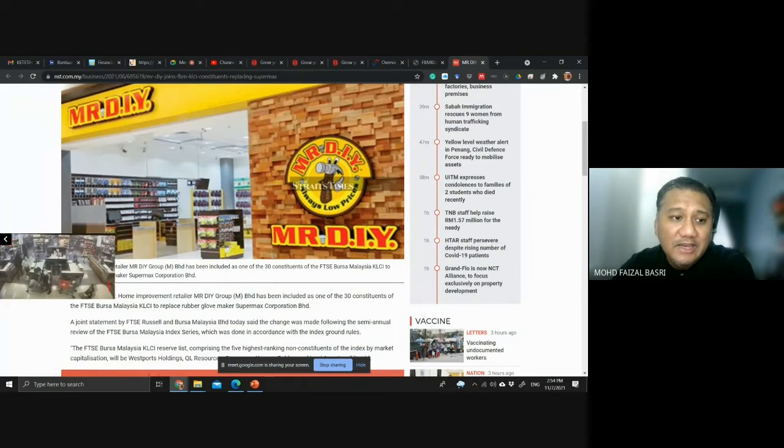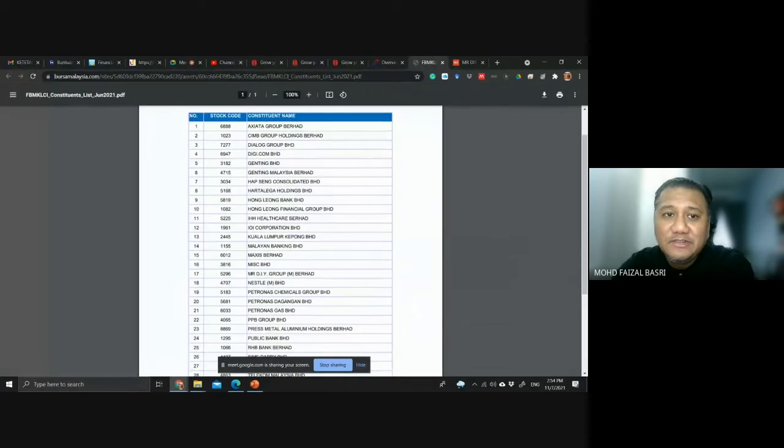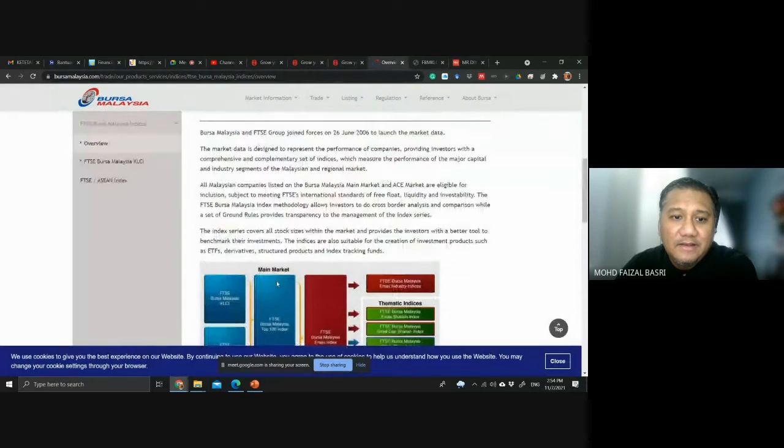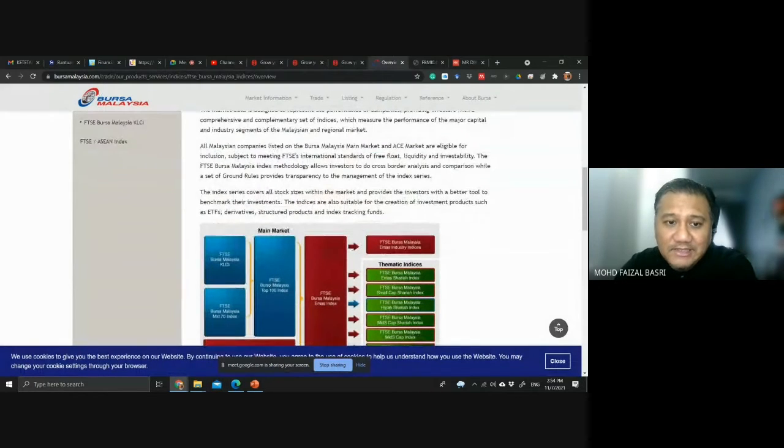FTSE ni is a UK company. Okay, sebutan dia FTSE, jangan cakap FTSE. So it's FTSE Bursa Malaysia. So that's why in short kita panggil dia FBM. Mana tadi? Ni FTSE Bursa Malaysia KLCI, ataupun in short kita panggil dia FBM KLCI.